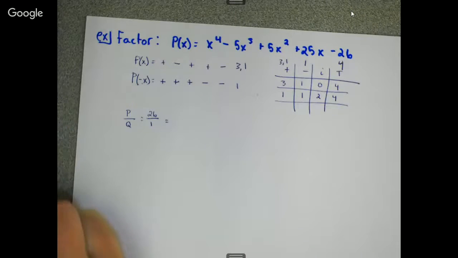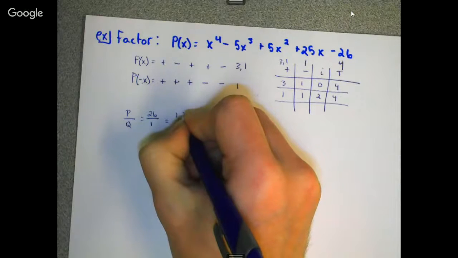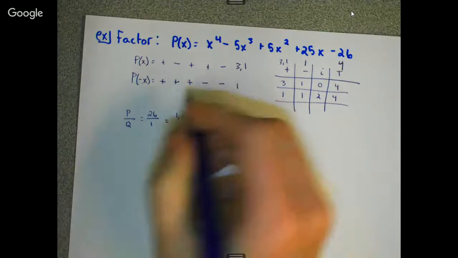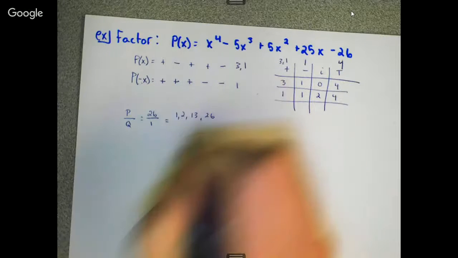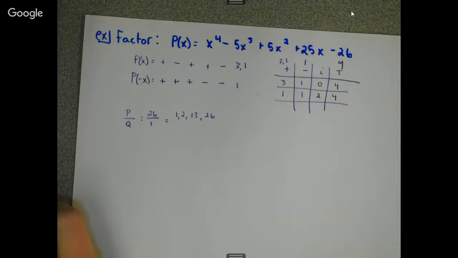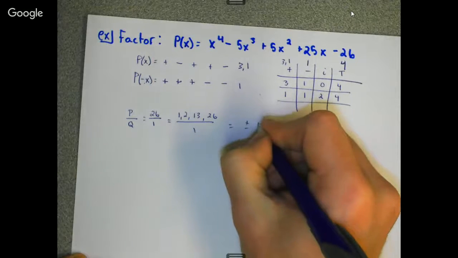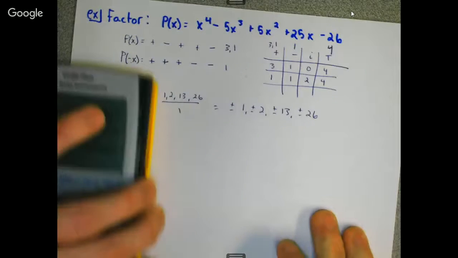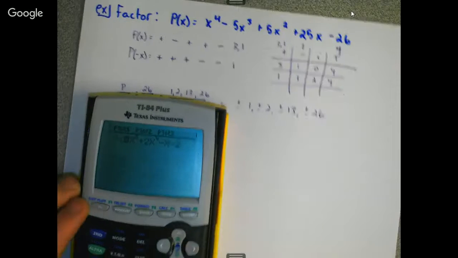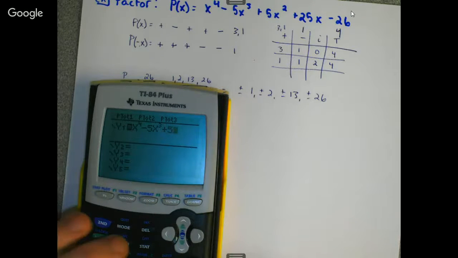So I need all my factors of 26. So that's 1, 2, 13, and 26 over 1. So that's plus minus 1, plus minus 2, plus minus 13, plus minus 26. So now we've got all our possible ones. We'll go in here and we'll graph it. And I like to use the table to kind of narrow down the zeros I'm looking for.